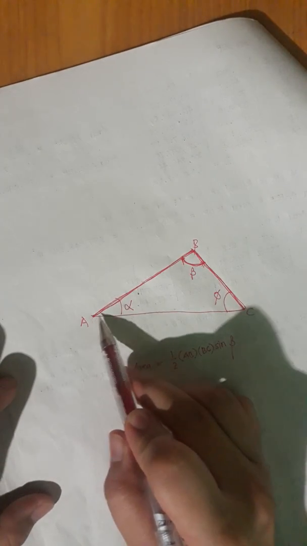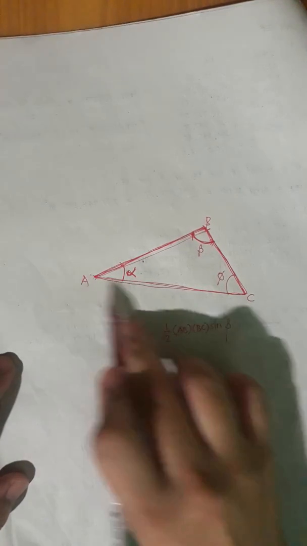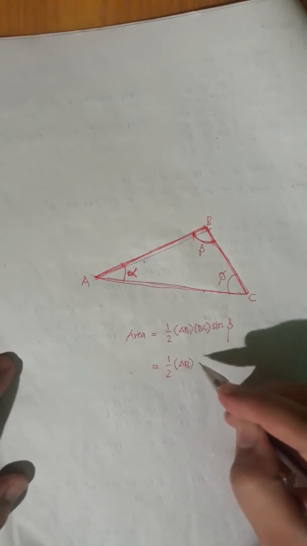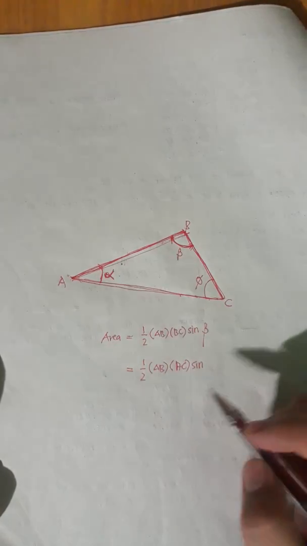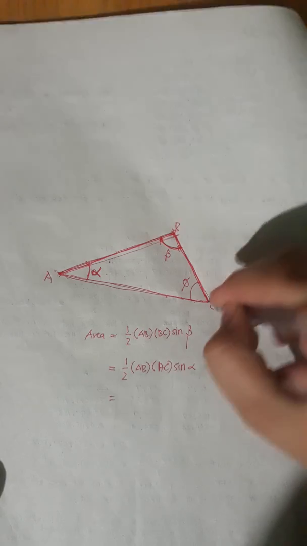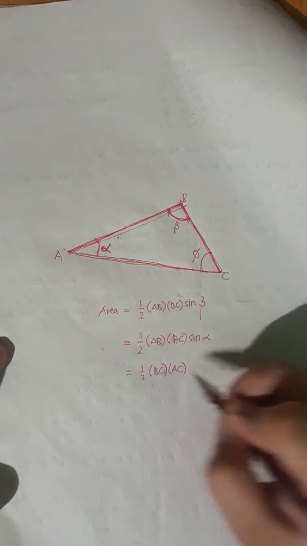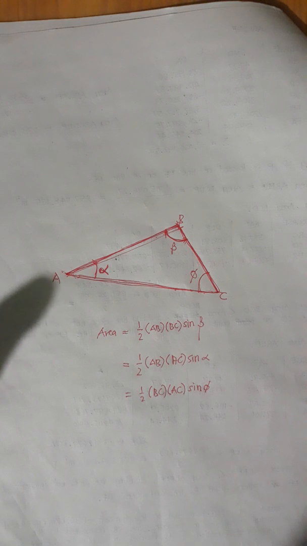Or if you also have the length of AC and AB, and you also have the angle alpha, the included angle of AB and AC, then the area of this triangle is also equal to 1/2 of AB times AC times the sine of the included angle alpha. Or last one, you have 1/2 line BC and line AC times the sine of their included angle, which is phi. So this is one of the formulas of the triangle, where it is equal to 1/2 of the product of the two lengths of the triangle times the sine of their included angle.